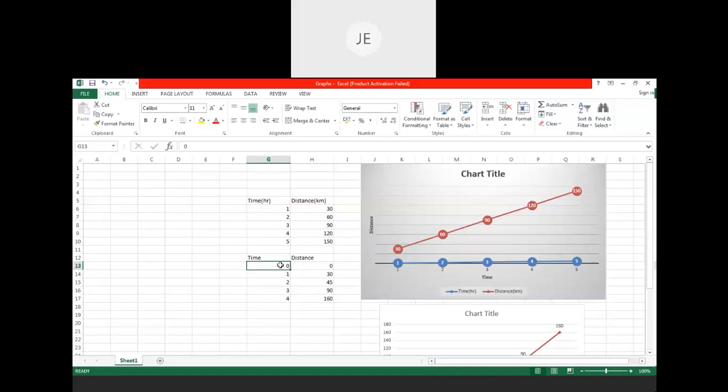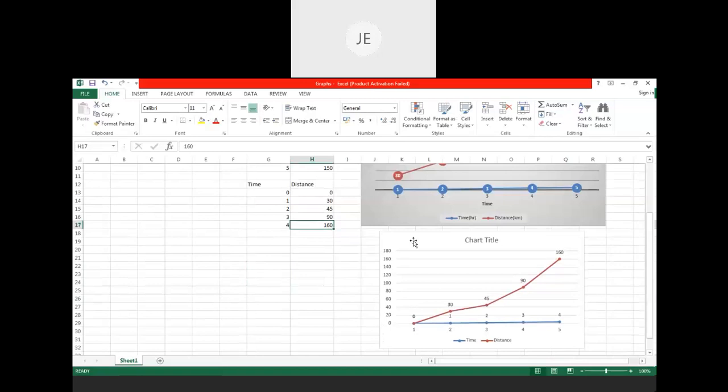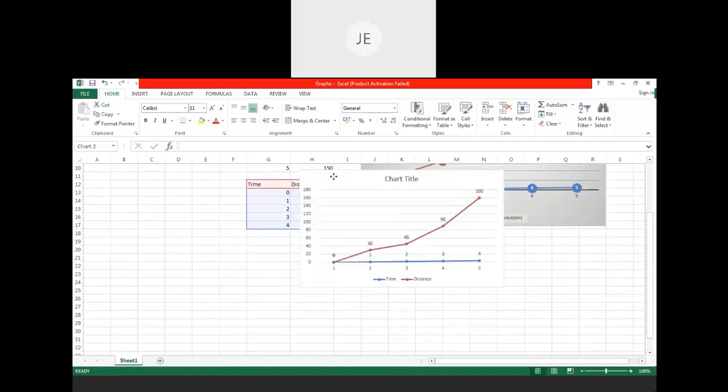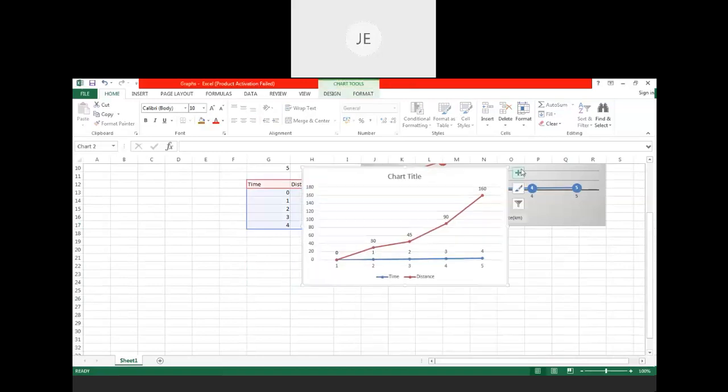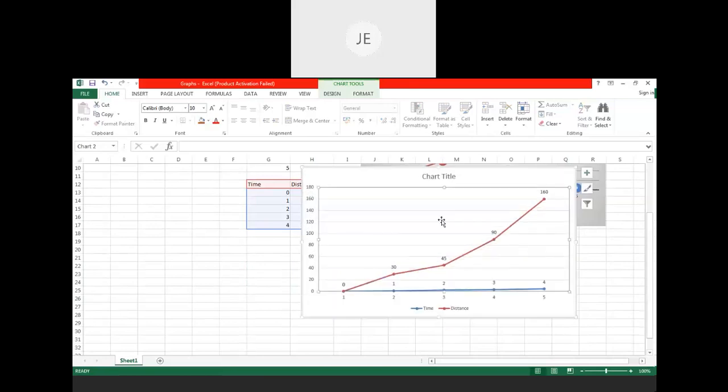And if you take another example, in 0 hours 0 kilometer, in 1 hour 30 kilometers, in 2 hours 45 kilometers, in 3 hours 90 kilometers, in 4 hours 160 kilometers. If any person is covering, then this will be the graph. Okay, this will be the graph. So that is a non-uniform motion actually. Okay, so now in non-uniform motion, the graph is not a straight line.